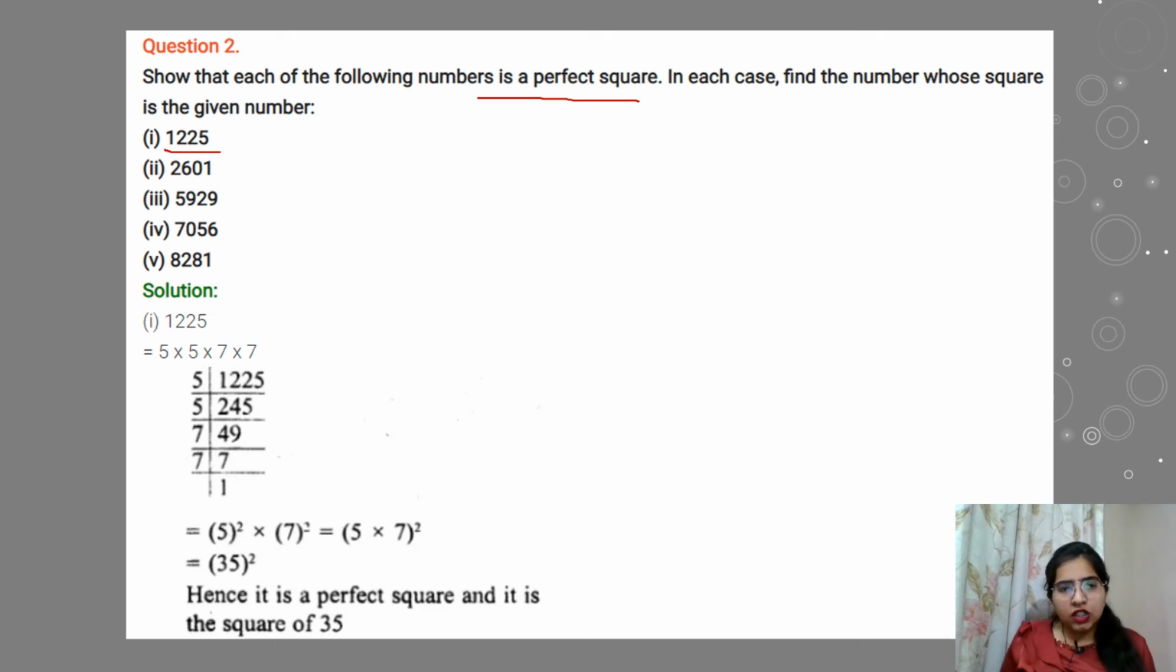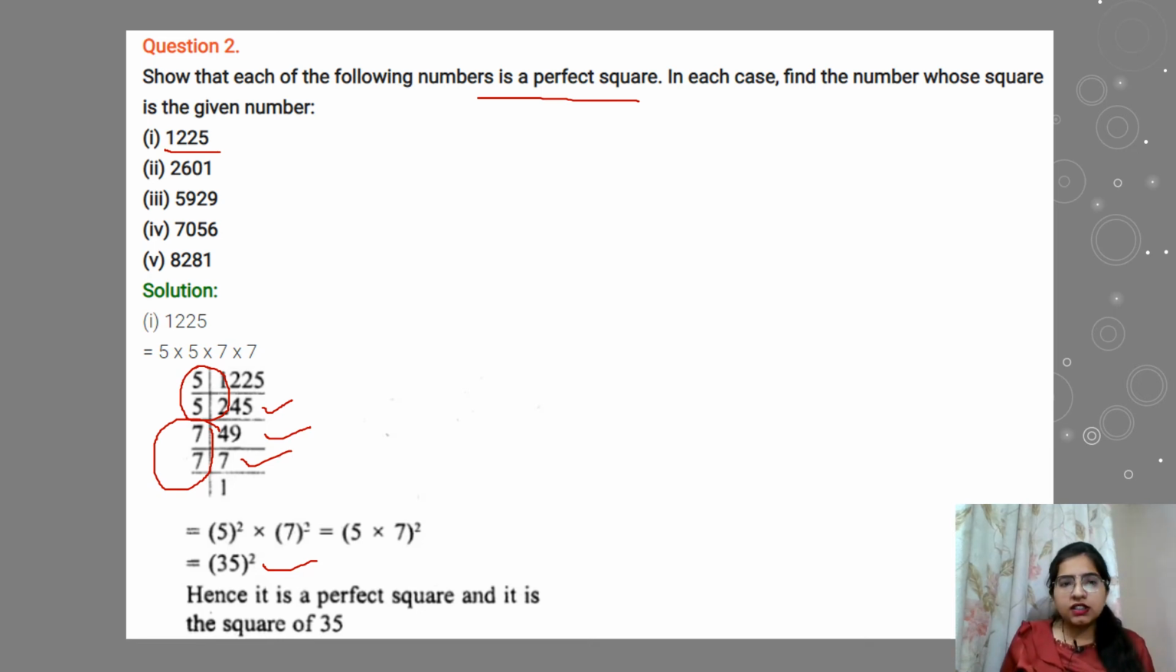1225. What you have to do, you have to take first of all prime factorization. At the table of 5 it will go 245, at 245 will go at 5, 49 you will get, 49 will go at the table of 7, you will get 7. Okay, 5 into 5 into 7 into 7 are the factors. From 2 5's you will get 1 5 out, and from 2 7's you will get 1 7 common. So 1 5 and 1 7 will become 35. So the answer will be 35. Yes, this is a perfect square of 35 square.